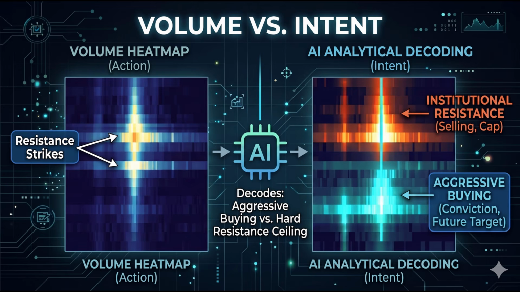Massive volume could be aggressive buyers, or it could be institutions selling those strikes as a hard resistance ceiling. The AI's job is to look at the macro picture to help us figure out which one it is.